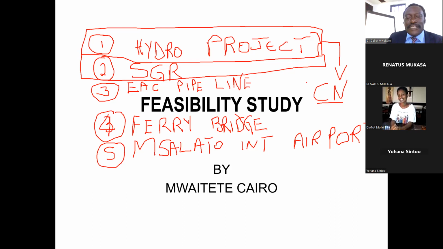Msalato International Airport could not be there if someone was not there to initiate it. So it is someone like you. It is someone who came up with the idea and said, now we can have Msalato International Airport because this is a nice place. And the people in Dodoma are facing a poor airport, but we don't have an international airport in Dodoma. So we need to have one. How is that going to be? So we need the people.